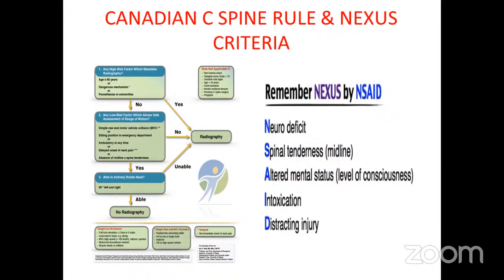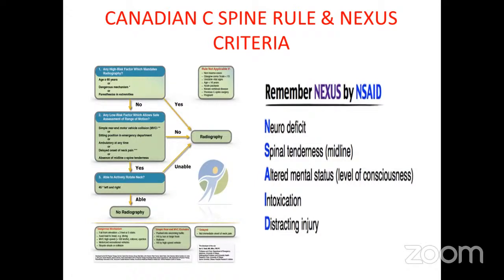And the Canadian C-spine rule usually tells who are the patients who need an immediate radiological assessment. So any high-risk factors like age more than 65 or a dangerous mechanism of injury, which includes a fall from a height of more than 3 feet, bicycle collision, and motorcycle or recreational vehicles. These are high-risk factors and you should get a radiograph done.